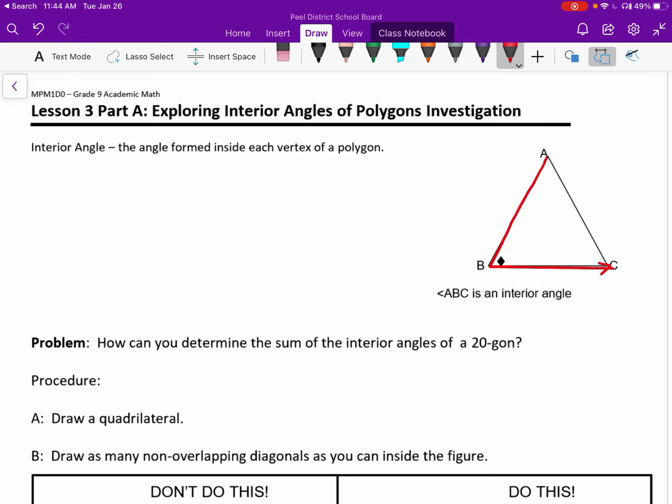I'm just going to draw this line out here. Okay, so interior angles. What you're going to be doing in this investigation is exploring the interior angles of a polygon. Interior angles are the angles formed inside each of the vertices of a polygon. So these are the 3 vertices in here. The angle that I have outlined in red is angle ABC. We always look for the one in the middle. The letter in the middle often indicates which angle we're looking for. So in this situation, we're looking for this angle right here.